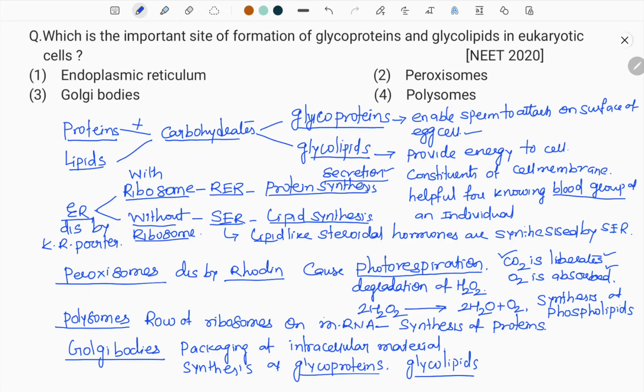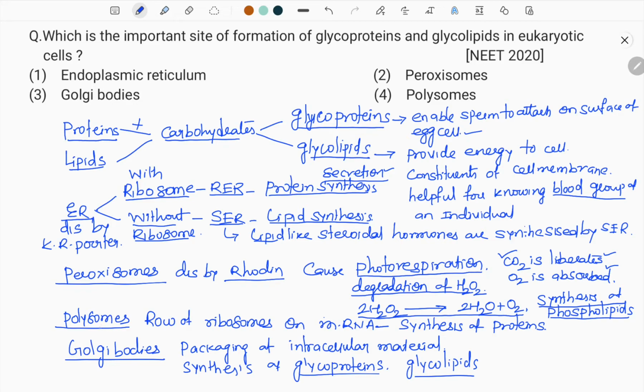Apart from that, peroxisomes also cause the breakdown of hydrogen peroxide into oxygen and water. Hydrogen peroxide is toxic to living plants. So this hydrogen peroxide is broken down by peroxisomes, which helps protect the plant from the toxic effects. Synthesis of phospholipids is also done by the peroxisomes.